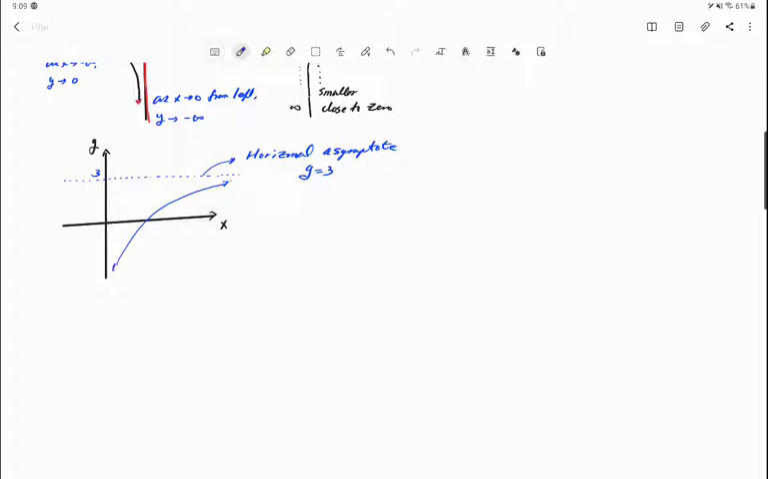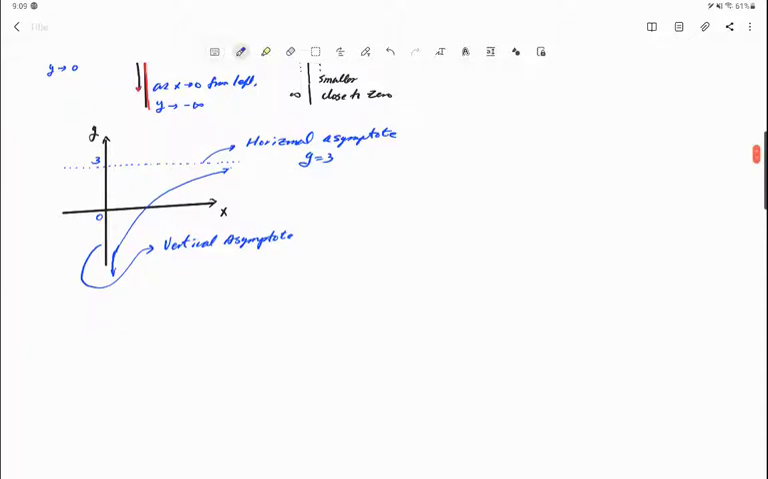How about this end? Let's say this end is going down like this. Then this vertical line is the vertical asymptote, right? Since this is the y-axis, crossing at x equals 0, the equation of the vertical asymptote is x equals 0, right? Can you see it?